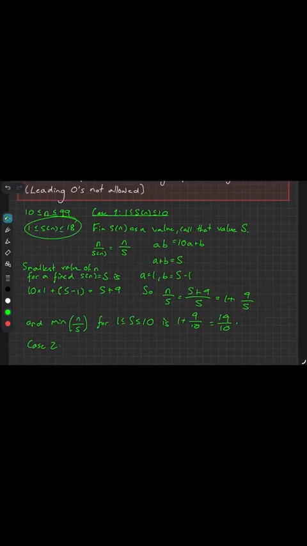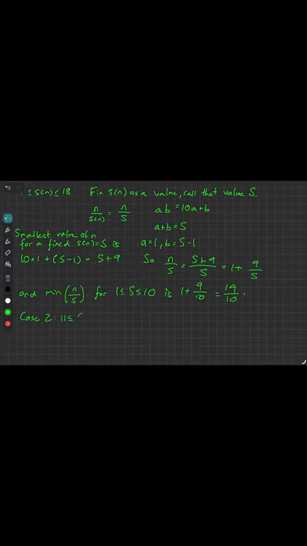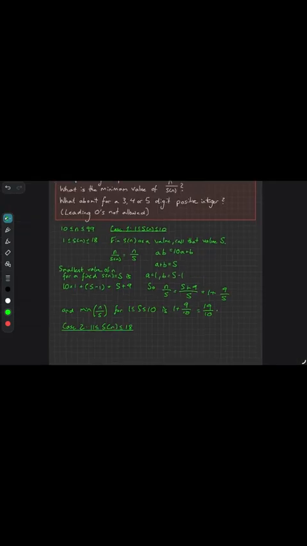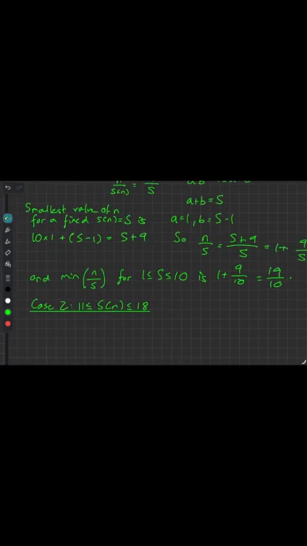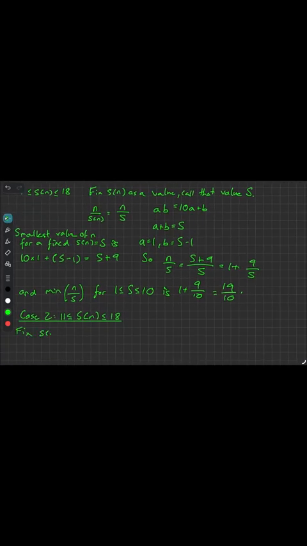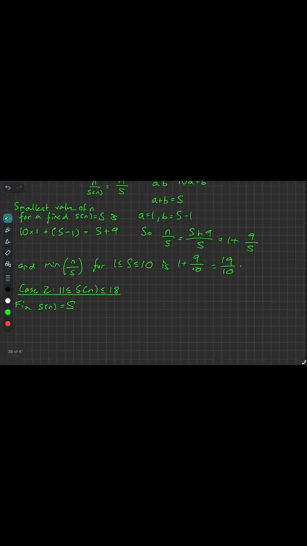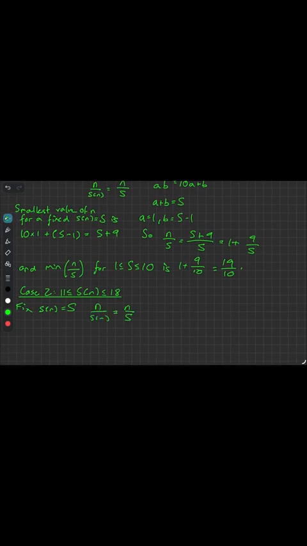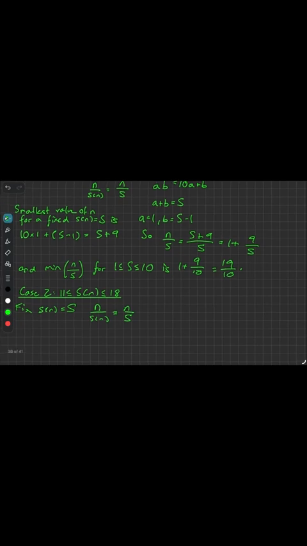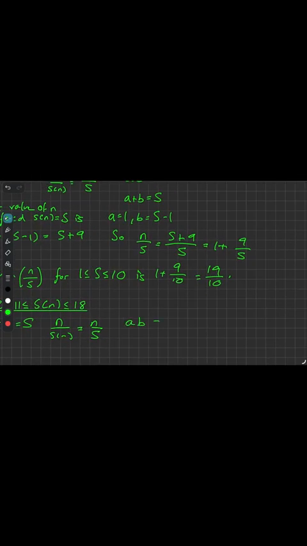So because we know s of n has to be between 1 and 18, the second case is going to be dealing with values of s of n between 11 and 18. Okay. And in this case, if we fix s of n equal to s, then obviously n divided by s of n is equal to n divided by s, and s is fixed, so we want to make n as small as possible. And that's the same thing as making this two-digit number ab, or 10a plus b, as small as possible, given that a plus b is equal to s. Okay, so we obviously already know this from the first case. But this time, s is greater than 10, so we can't just set b to s minus 1 because then we're not going to have a valid unit digit.